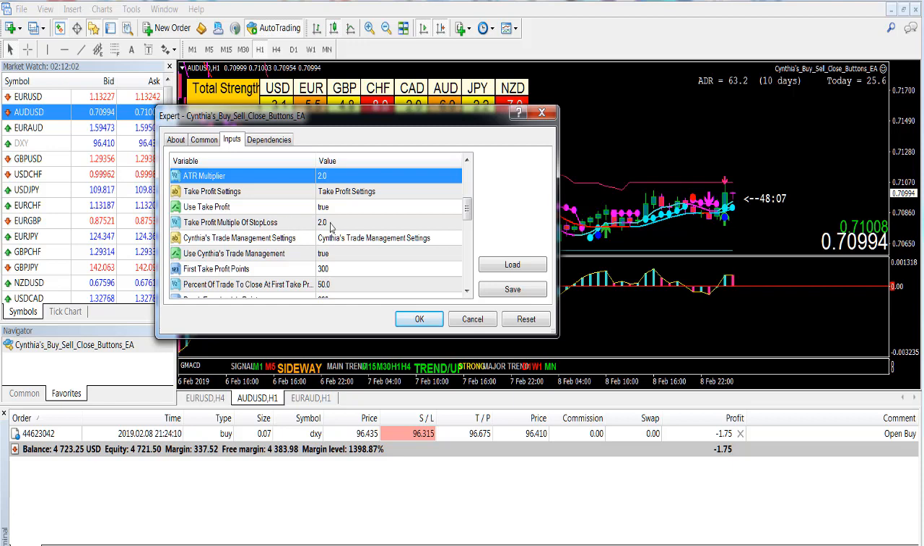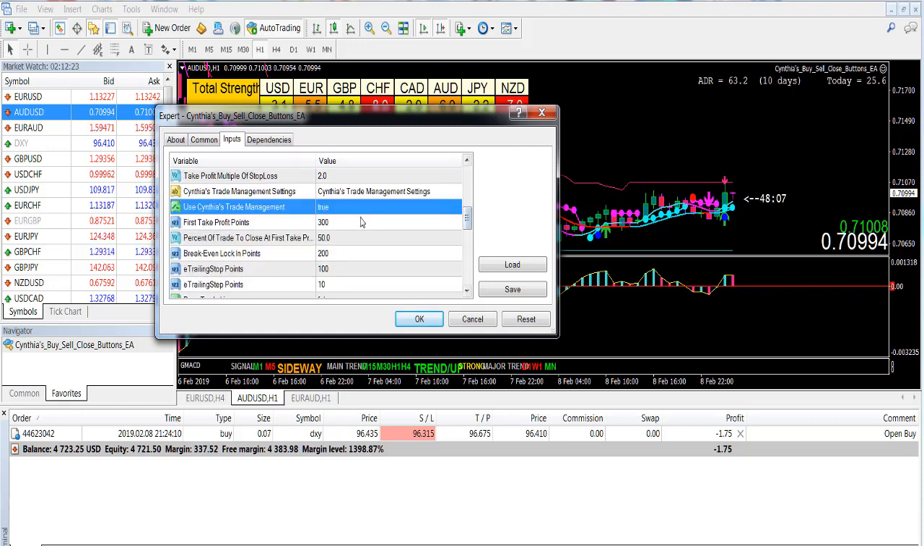We want to use take profit as true, and take profit multiple, that's your risk to reward ratio again. And my trade management settings, you can use it true or you can turn it false. If you don't want to use my settings, just turn it false. Default, of course, is true. Now this is a day trade set file, so remember that points really means pips. And remember that on all of these values there's an extra zero, well, except for the percent of trade to close. But anytime it's dealing with the number of pips or points, it's an extra zero on the end, so you have to remember that.